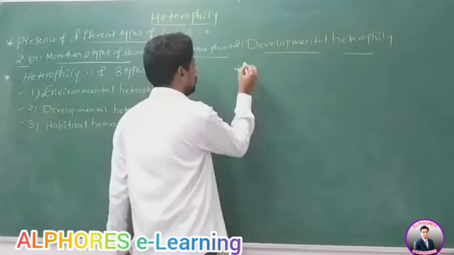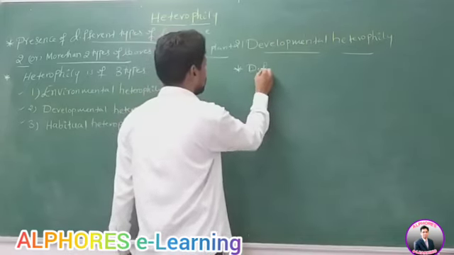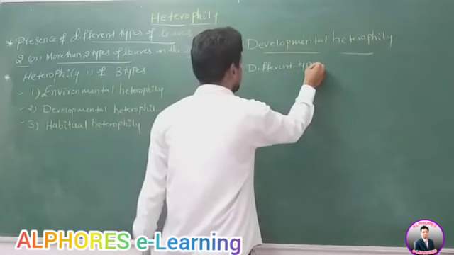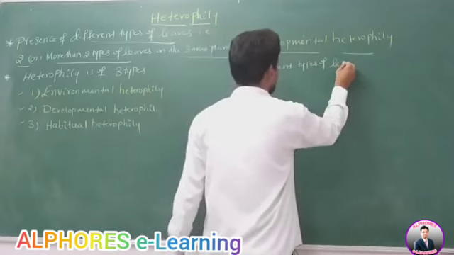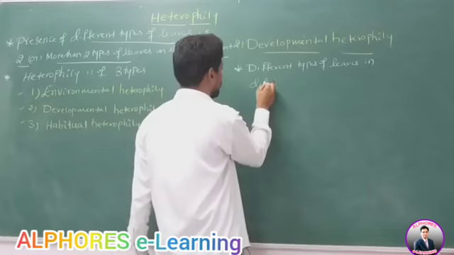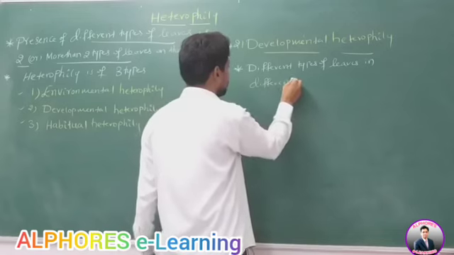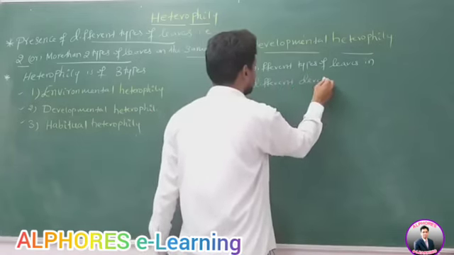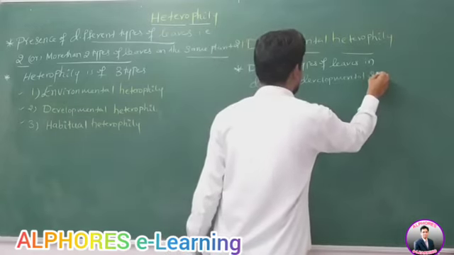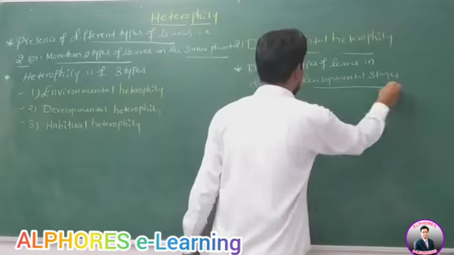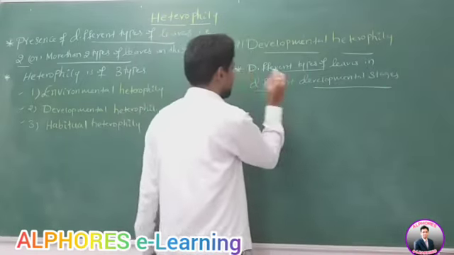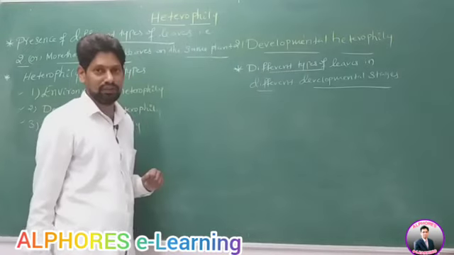Therefore, different types of leaves in different developmental stages. In different developmental stages, the plant is producing different types of leaves. That is developmental heterophily.